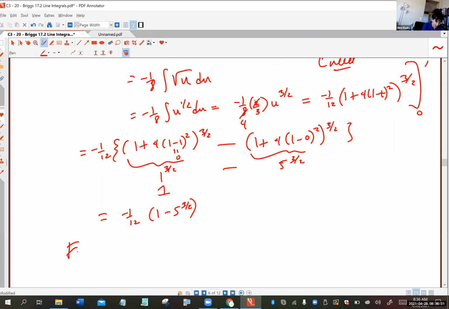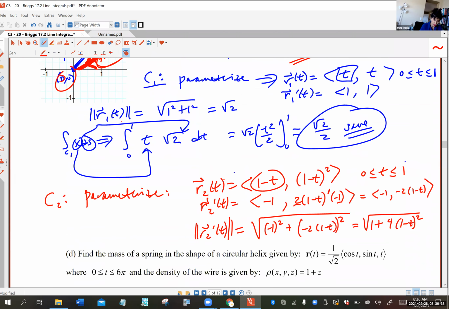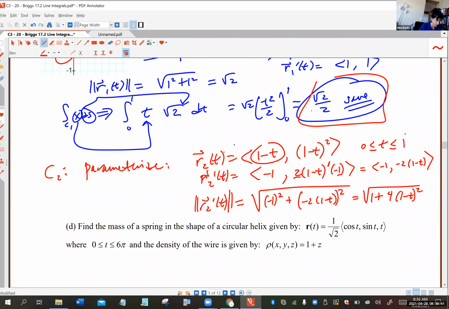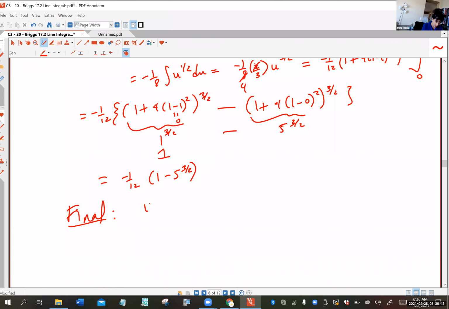Okay, now what? For the final answer of this line integral, you're going to grab the result from your first integral, which is that number there, square root of 2/2, and you will add to that this -1/12 times (1 minus 5 to the 3/2), and you're pretty much done. I'm going to just call it. That's the exact answer. I know it's pretty gross. If I use my graphing calculator and punch in the approximate decimal result, there's the approximate answer.